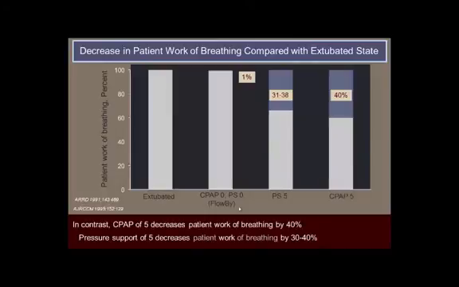But if you have somebody on a pressure support of 5, you decrease the work of breathing by 31 to 38%. That's just with a pressure support of 5. If you have somebody on a CPAP of 5, you decrease the work of breathing by 40%. And if you have the two of them combined, you're probably decreasing the work of breathing by about 60 to 70%. So these are huge decreases in the work of breathing.